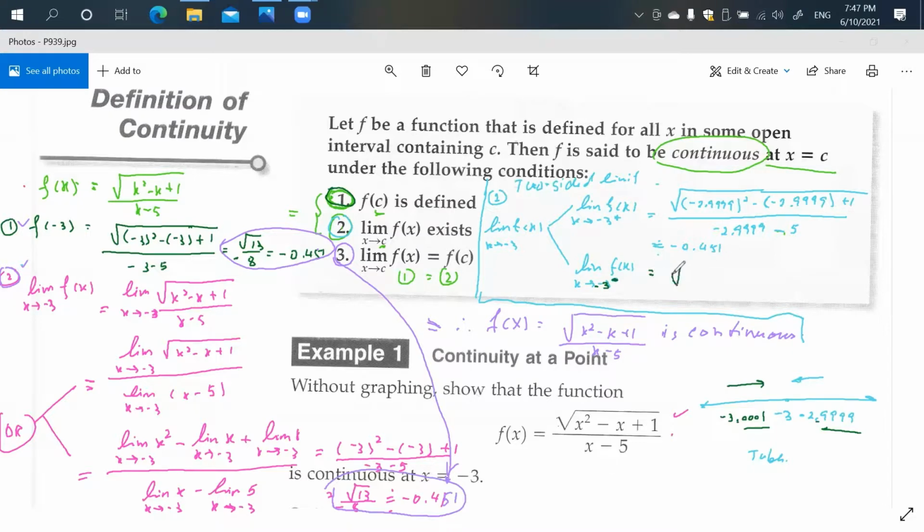So now you replace again in the function: -3.0001 power 2 minus -3.0001, and then +1, okay? And then the whole thing over -3.0001 minus 5. Okay, so then you use the calculator again. This one is going to be approximately 0.451. So this is the same thing, right?